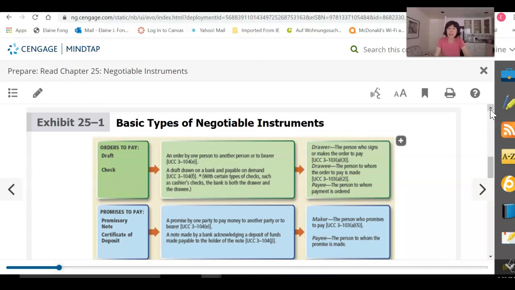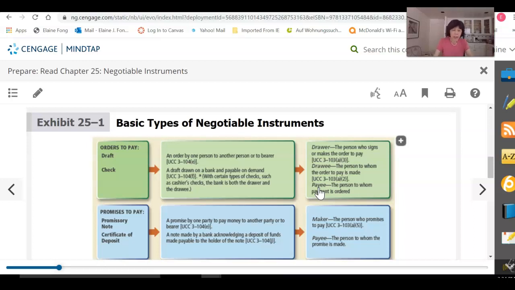But you see the title on this is Basic Types of Negotiable Instruments. It's within the first few pages of the text. And what you'll see here on the left are the two categories of negotiable instruments. We're looking at the first category right now, orders to pay. And you'll see it has listed for you draft and check. It has some definitional statements over here in the middle. And then it outlines for you the three parties on the far right-hand side. All right, so handy to have this reference in your text.